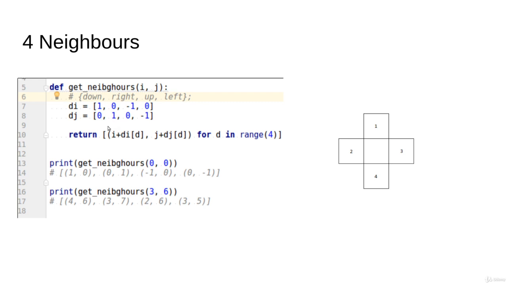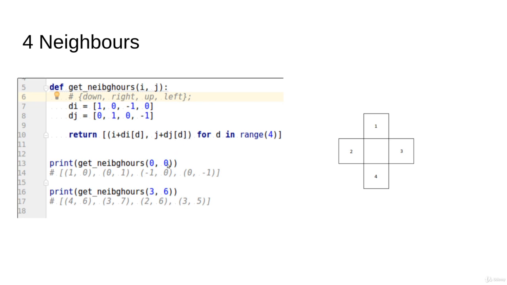In other words, if you would like to move down, the row needs to be increased by 1 and the column shouldn't be changed. If you would like to move right, the row shouldn't change, but the column is increased by 1. If you would like to move left, the row doesn't change, but the column changes by minus 1. Now, given i and j, if we iterate 4 iterations over that, we can generate, using list comprehension, all the next 4 positions that we have.